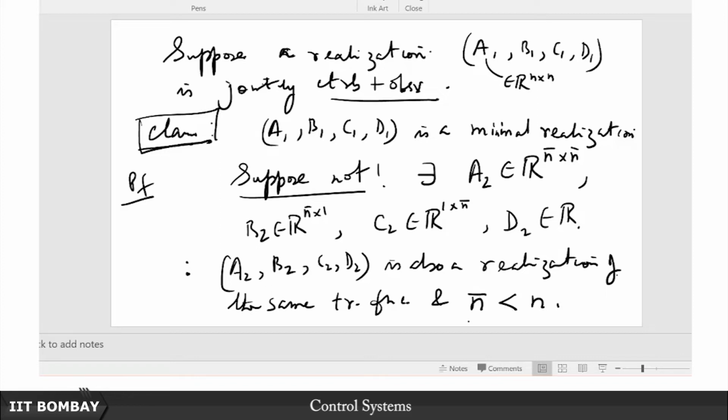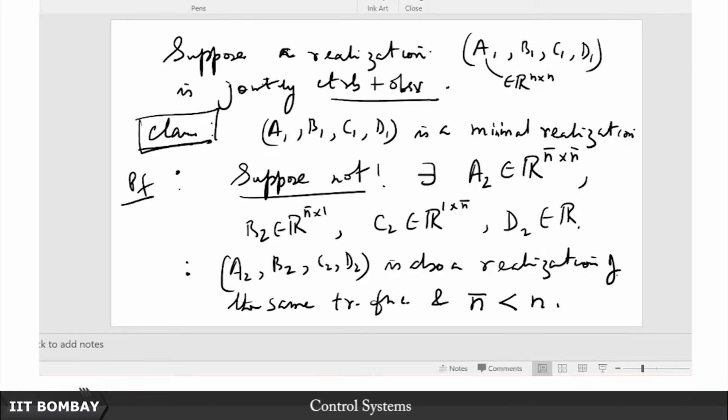In that case the minimality would have been violated, because it means that you can realize the same transfer function using a smaller number of states. That means the characteristic polynomial of A2 will be of degree n bar. If the characteristic polynomial of A2 is of degree n bar and n bar is less than n, then the number of poles of the transfer function is n bar in the second realization, and in the first realization it is n.